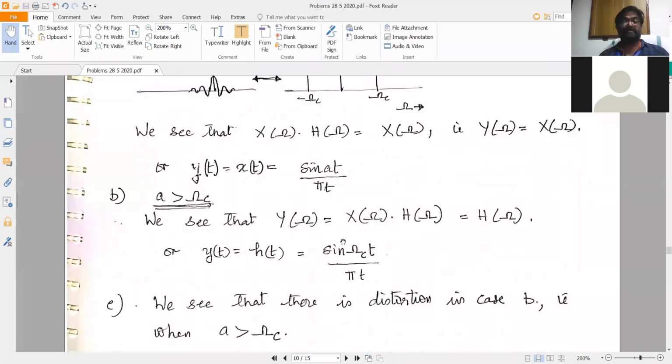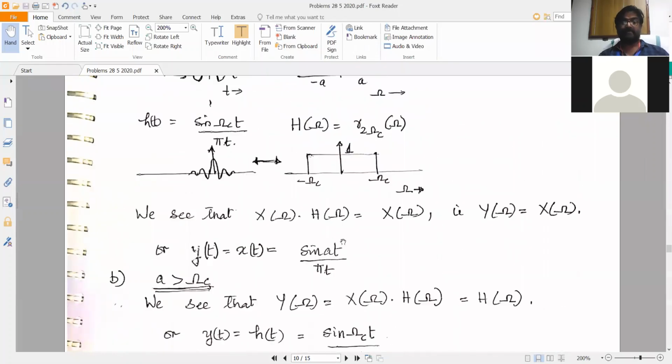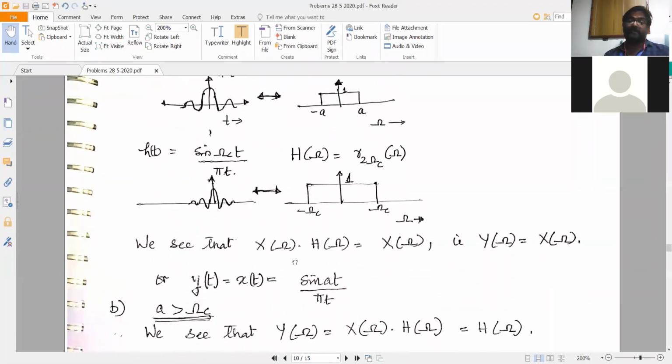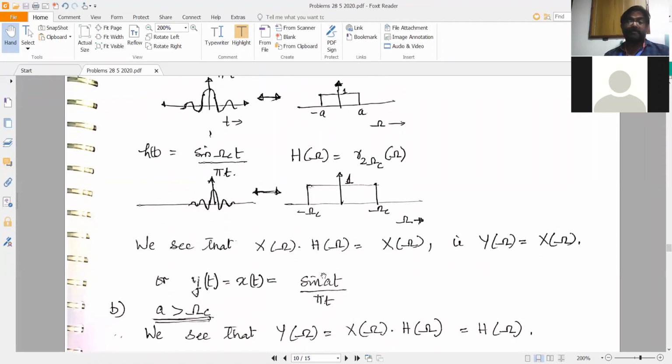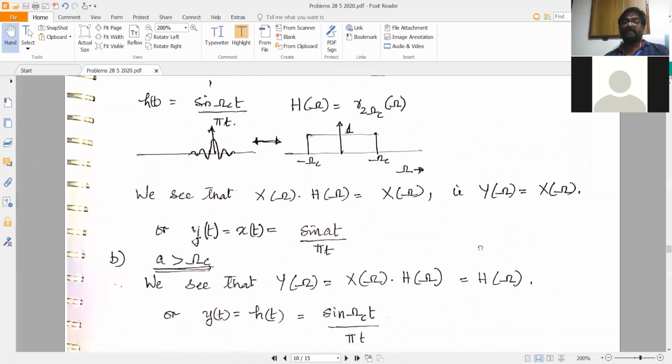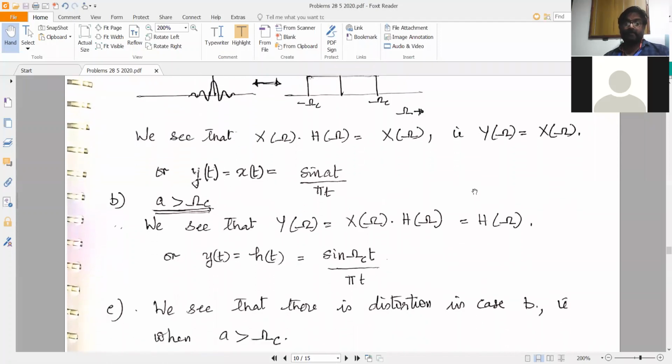Now, in the second case, if A is greater than omega c, then this width will be greater than this width. So if you compute X of omega and H of omega, you will get H of omega. In the second case, you see that Y of omega is equal to X of omega and H of omega is equal to H of omega. Why? Because A is now greater than omega c. If you take the product, you will get this as equal to H of omega. You can just draw the two functions and verify. It's very easy to verify. So Y of omega is equal to H of omega.